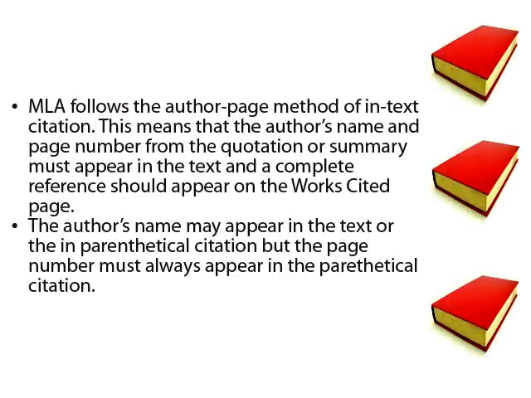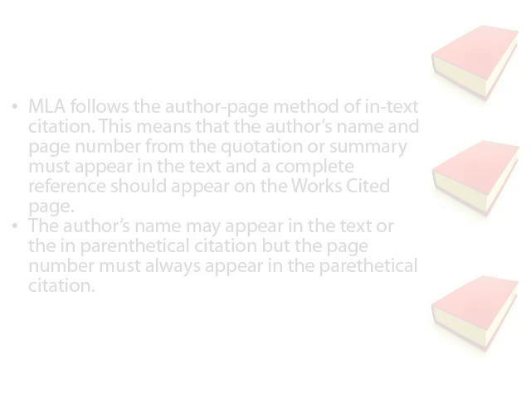MLA follows the author-page method of in-text citations. What I mean by that is the author's name and page number from the quotation or paraphrase must appear in the text, and a complete reference must appear on your works cited page. The author's name may appear in the text or in the parenthetical citation, which is what is documented at the end of the sentence, but the page number must always appear in that parenthetical citation.